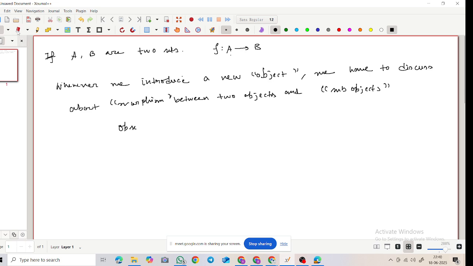So let's draw a table. Let's write object here, sub object here, and morphism. So this is a table having 3 columns. My handwriting is horrible. It is a little bit more understandable when I write on the iPad, but on the laptop it is just horrible.